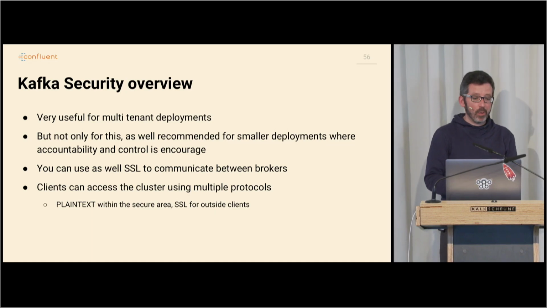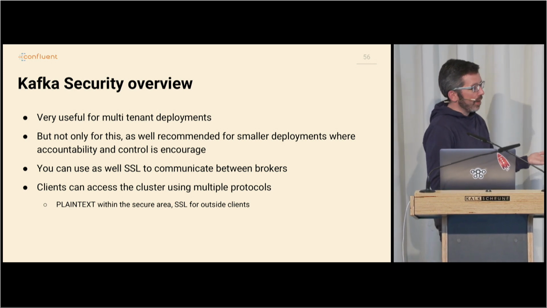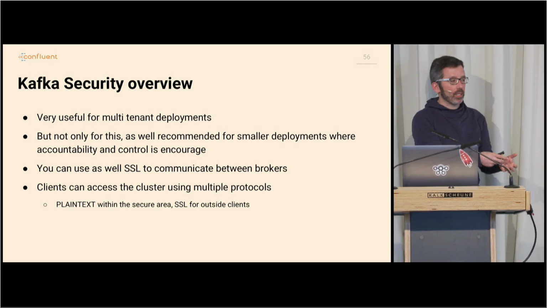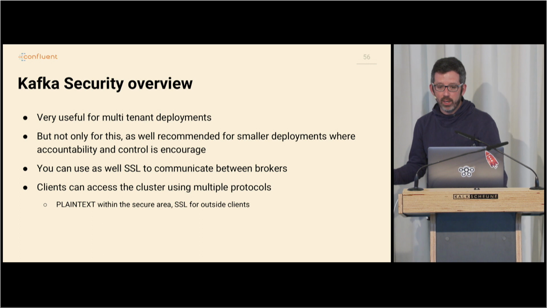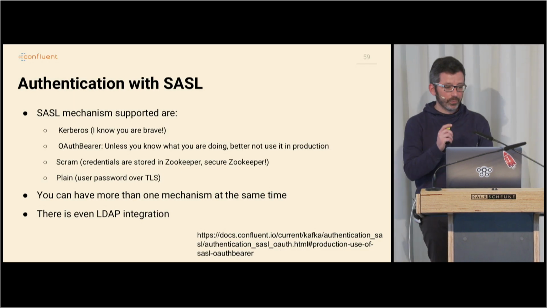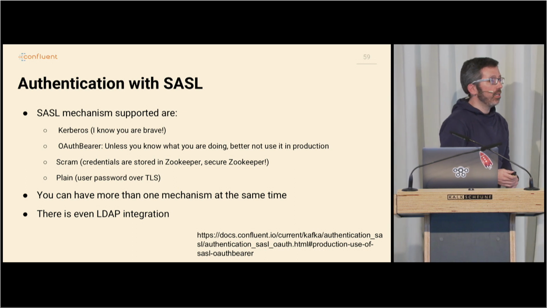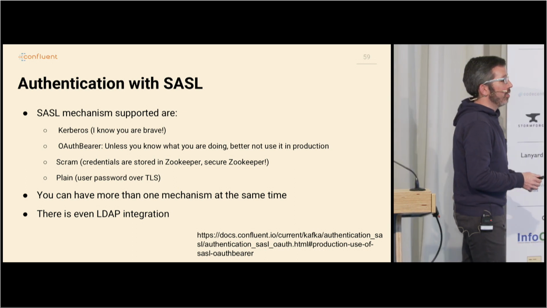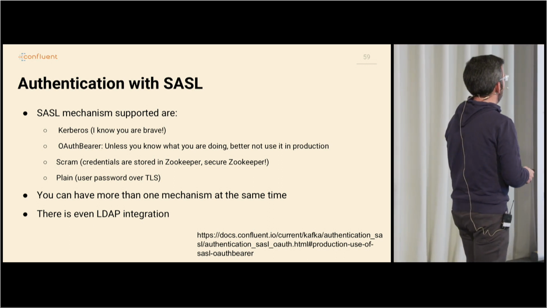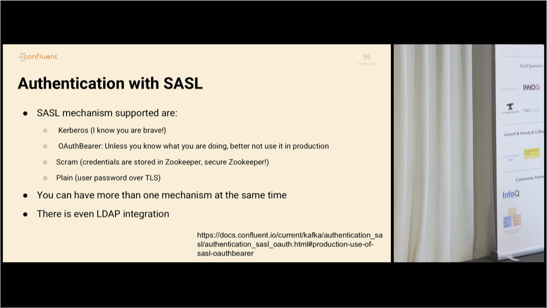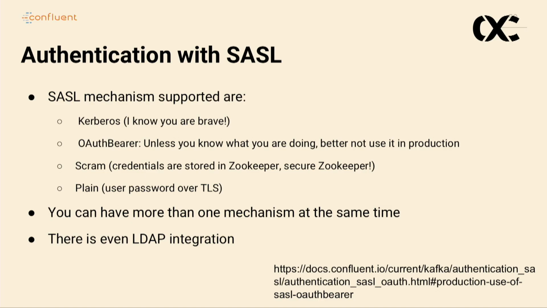You can use SSL to communicate between brokers as well. However, this is not the most common scenario. You have your brokers communicating over plain text because they're in a secure network, and from the outside, you communicate over SSL. You can do authentication with SSL, with Kerberos if you know what you are doing. Don't underestimate Kerberos. Another common problem, people underestimate this beast. You can do OAuth bearer, but unless you know what you are doing, don't do it in production, okay? It can work, but you need to know what you're doing.